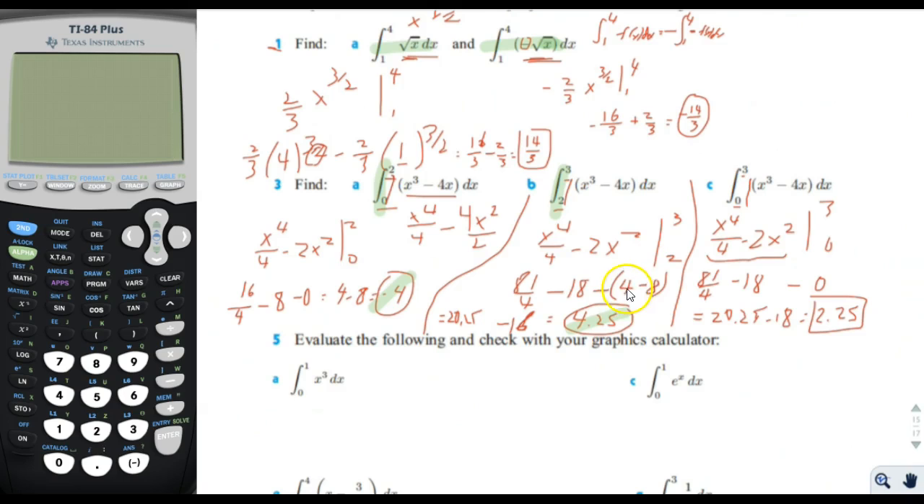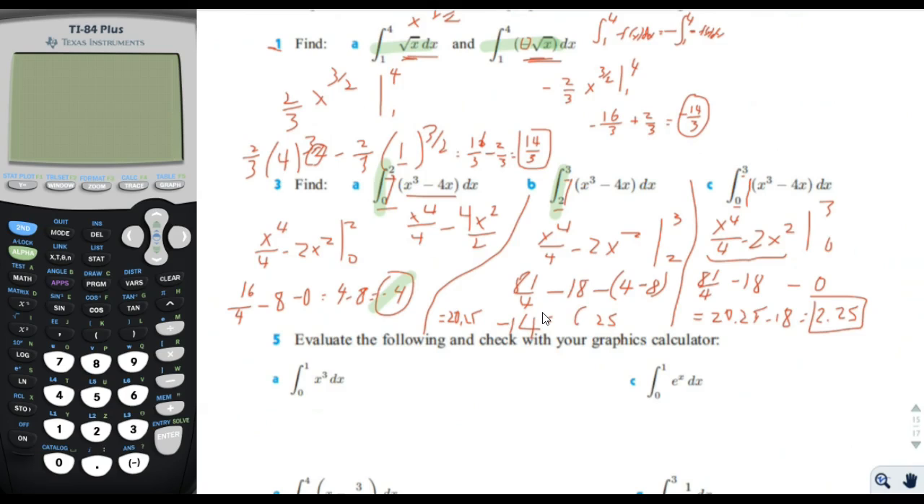I see where I made my mistake here. 4 minus 8 is negative 4, right? And this negative makes it a positive 4. If I add positive 4 to negative 18, that is going to be negative 14, not negative 16. So this is going to be a negative 14. And then negative 14 plus 20.25 is going to be 6.25.